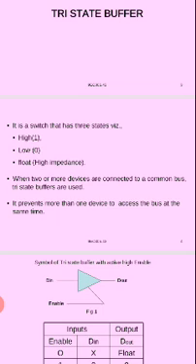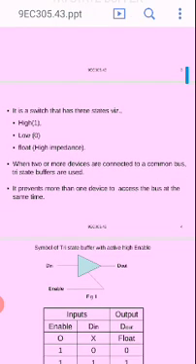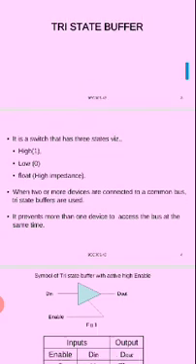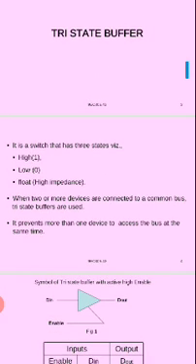When we have these three states, high state, low state, high impedance state, then it is called as a tri-state. So our topic is what? Tri-state buffer.